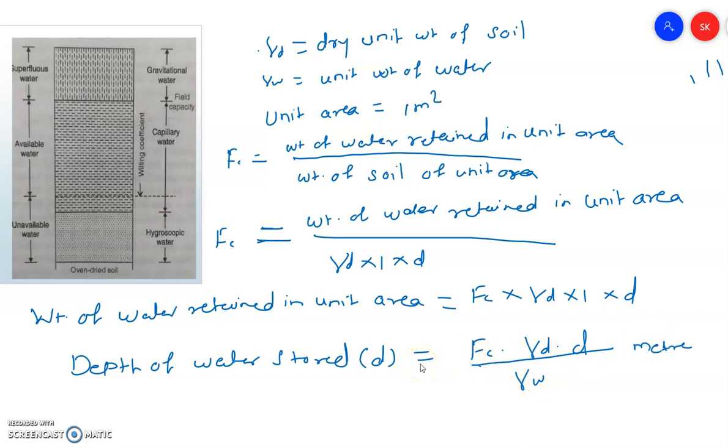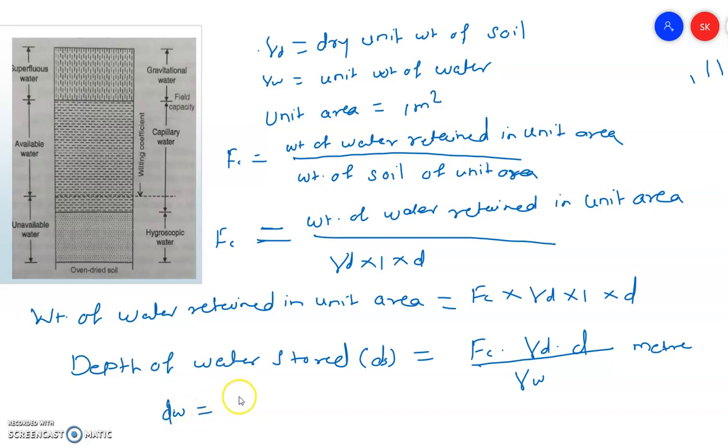Actually, there is a difference between this d and this d. This is the root zone depth. For this other d, the depth of the water stored, we can use a different term, suppose ds. A part of this depth of water will be available for evapotranspiration as well. So how can we calculate the available moisture depth? We can denote it as dw.